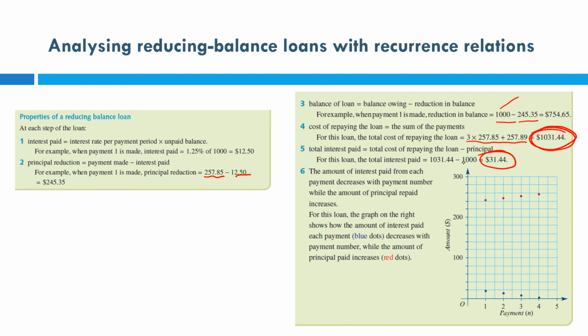Now, finally, if you have a look at the graphs there, for that particular loan, it's showing the amount of interest from each of the payments has decreased, and that's represented in the blue dots down the bottom of that graph, and the red dots are looking at how much principal you're paying off. And that's been increasing as time has progressed.